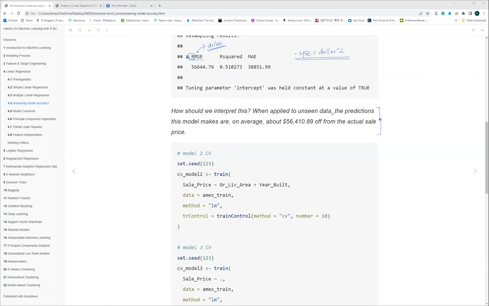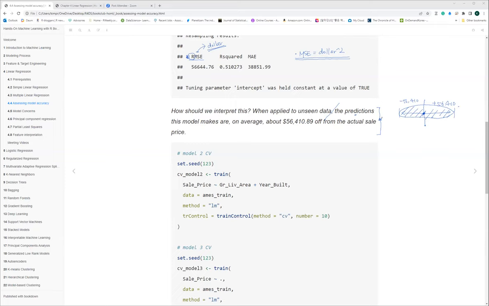So the interpretation is that whenever we have unknown data, the prediction is going to be, on average, about $56,000 off from the actual sale prices. So that means if this point is the actual price, there might be a range of negative 56,410 or positive 56,410, and whenever those prices are actually around this area, that's what the prediction is about.